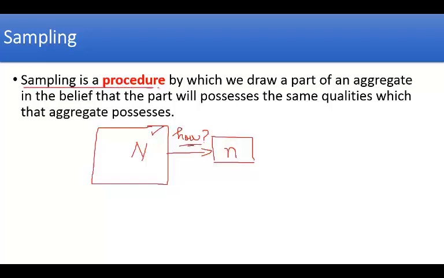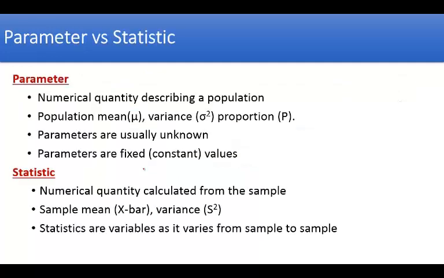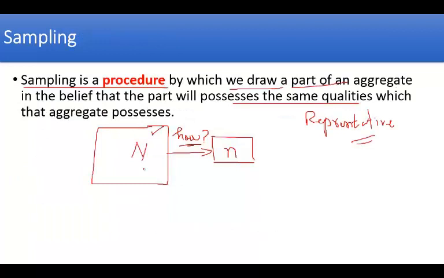Sampling is that procedure which will withdraw a part of an aggregate in the belief that the part will possess the same qualities. I mean, to make it representative. Same qualities means your sample should be representative. Your sample should represent the population, should contain about the same qualities as that of your population. There are different techniques of sampling, which you can use in different situations, but for the time being you just focus on random sampling. We will discuss only random sampling.